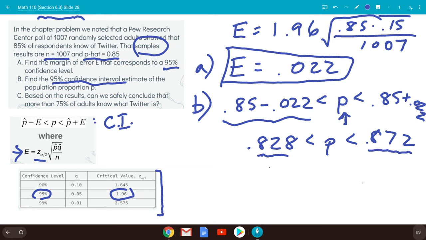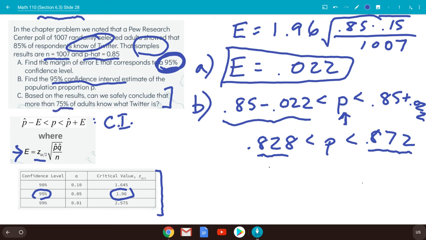So what does this all mean? It means that 95% of the time, the true population proportion for people that know what Twitter is between 82.8% and 87.2%.